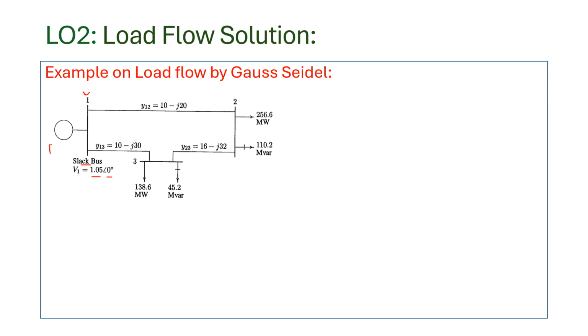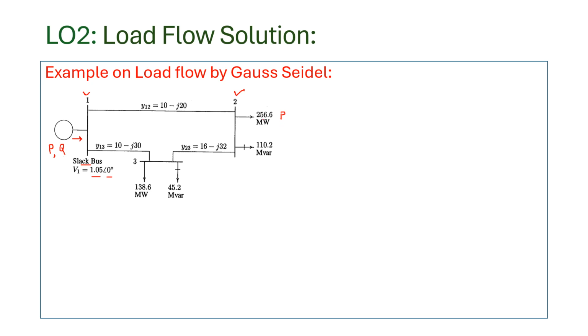We have to determine what is the real power and what is the reactive power that is to be given by the generator so as to meet the load and the losses in the transmission system. Now, the second bus here: real power P is specified, so this is a load bus. When it is a load bus, we know that P and Q are specified.